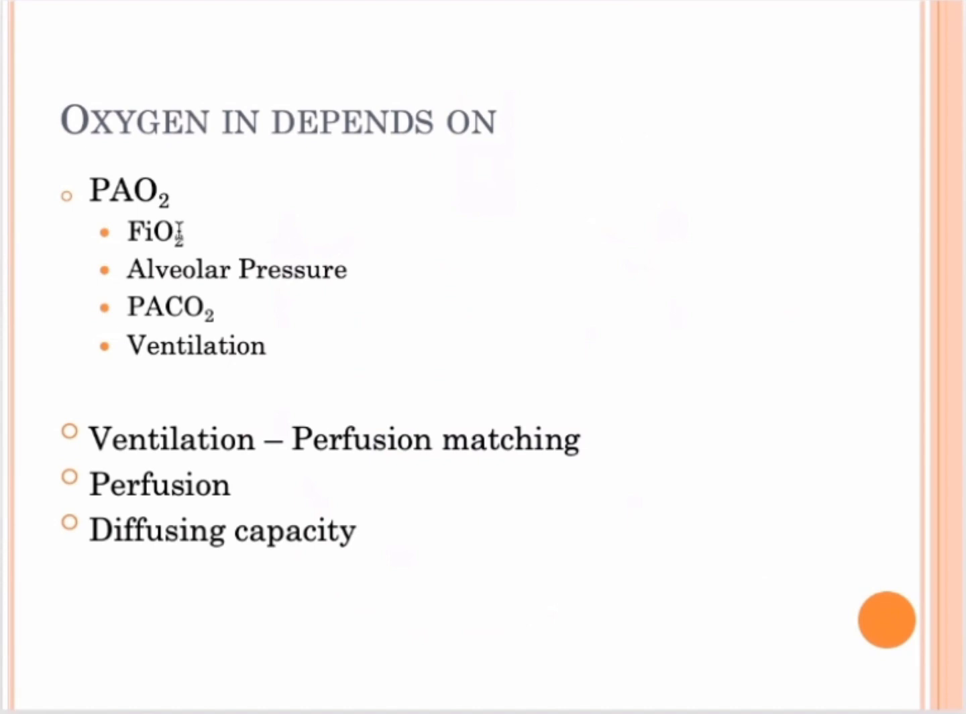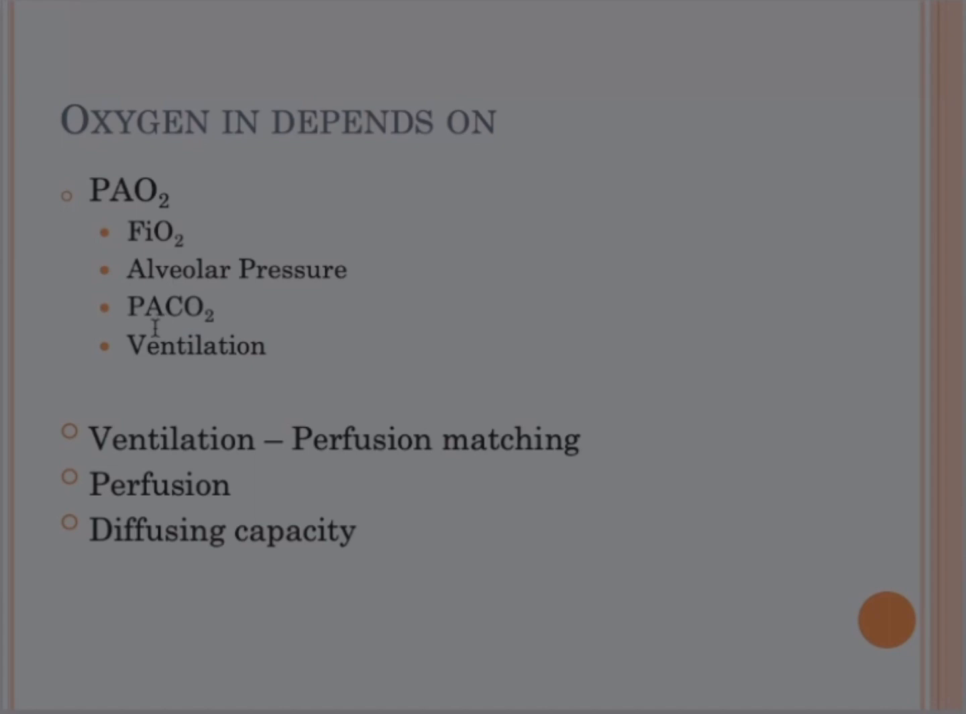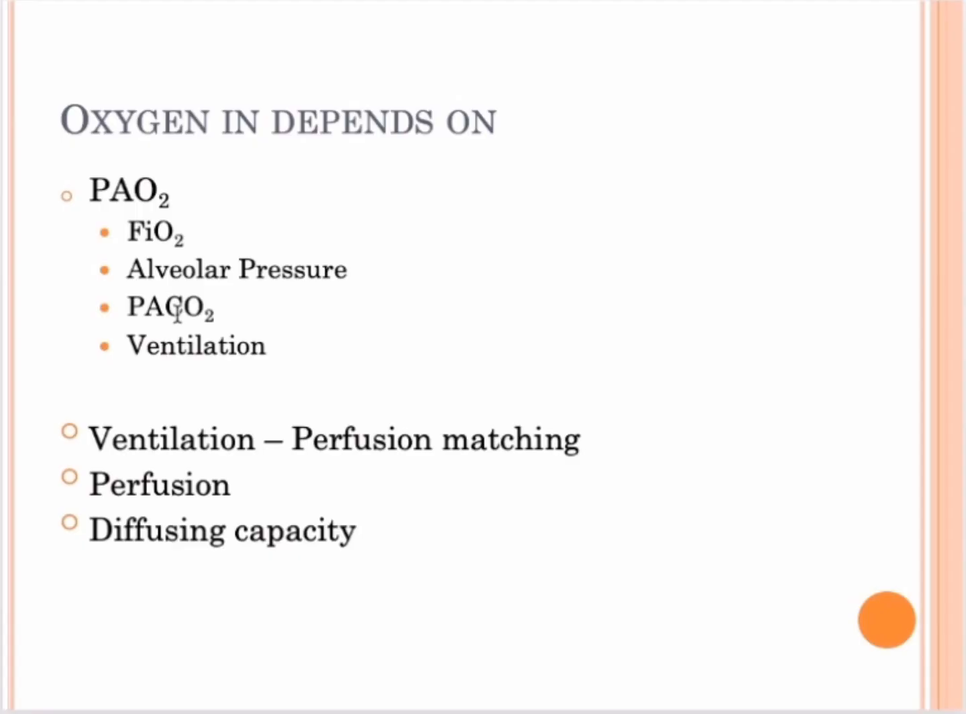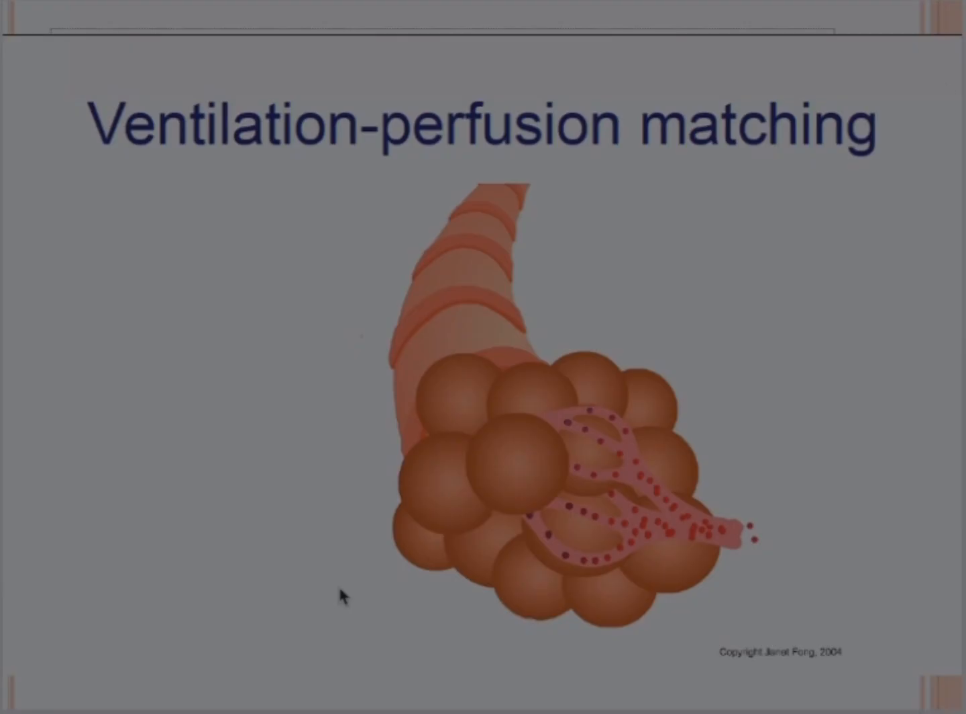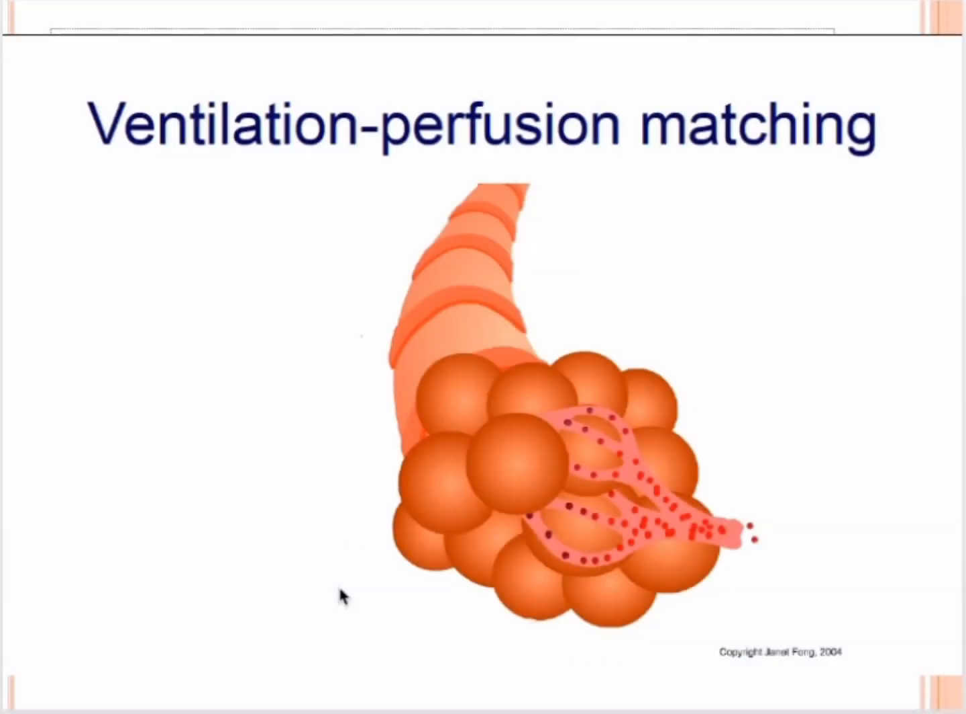So partial pressure of alveolar oxygen, which is a major determinant of oxygenation, is defined by the fraction of inspired oxygen, then alveolar pressure. Again, it depends on the partial pressure of carbon dioxide in the alveolus, as I told you just now, and the ventilation. Then ventilation-perfusion matching, perfusion and diffusion capacity of the lung. The ventilation-perfusion matching is the most important pathology we come across in ICU patients.